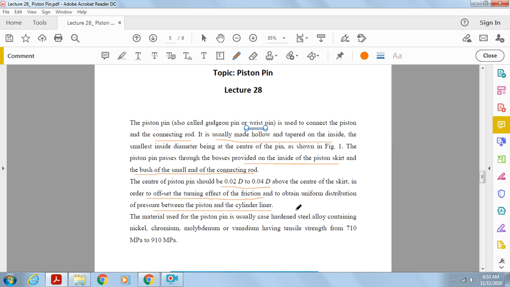The material used for the piston pin is usually case hardened steel alloy containing alloying materials like nickel, chromium, molybdenum, vanadium, etc., with a tensile strength from 710 MPa to 910 MPa.